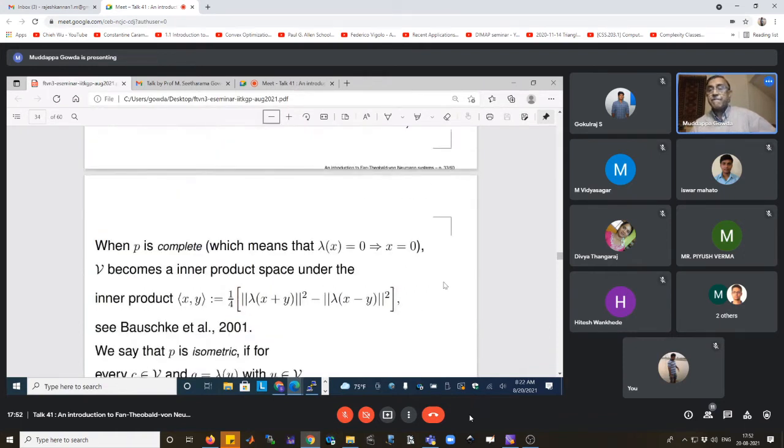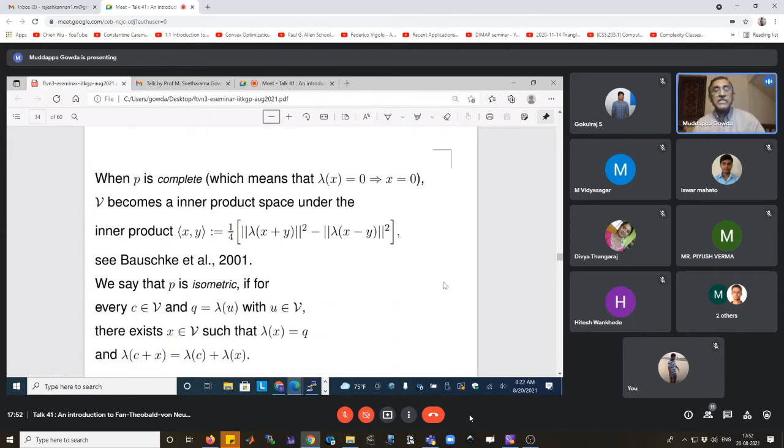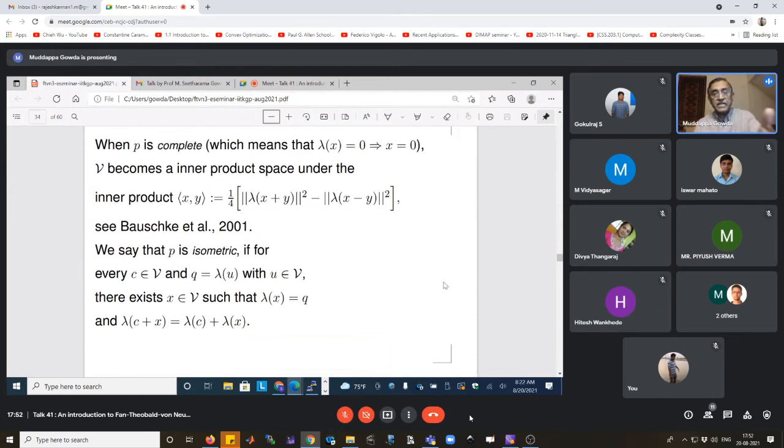When p is complete, which means that lambda(x) equals 0 implies x equals 0, V becomes an inner product space under this inner product. This is what is covered in this paper of Bauschke et al., written in 2001. It's a very influential paper. We say that p is isometric if a certain condition holds, and this condition involves lambda(e plus x) equals lambda(e) plus lambda(x). So this lambda becomes additive on this sum.